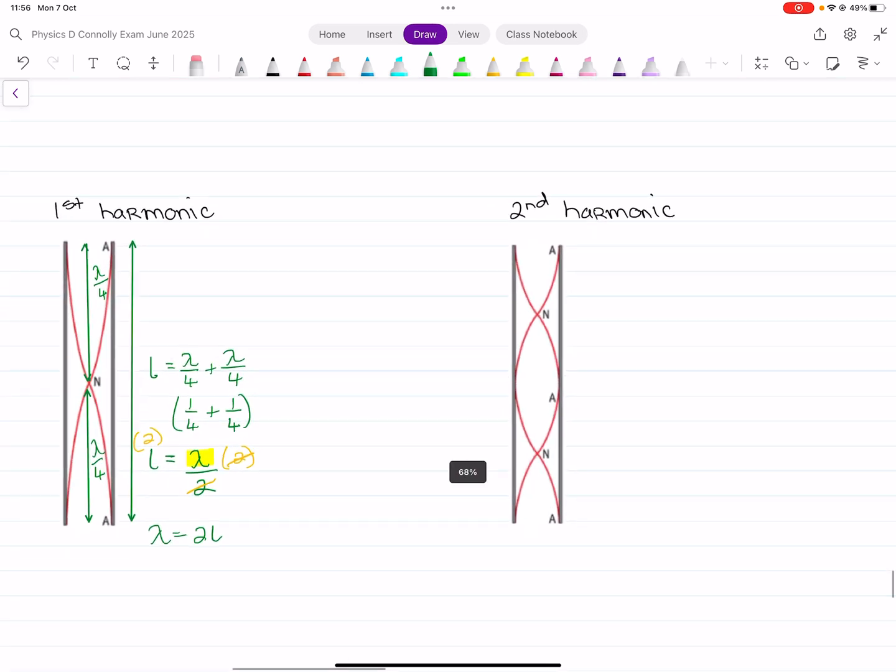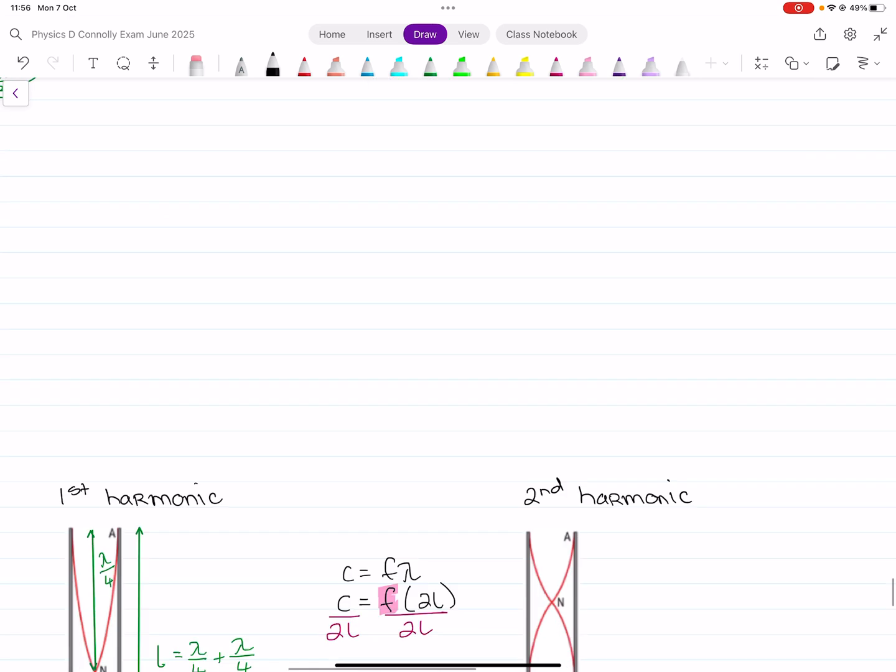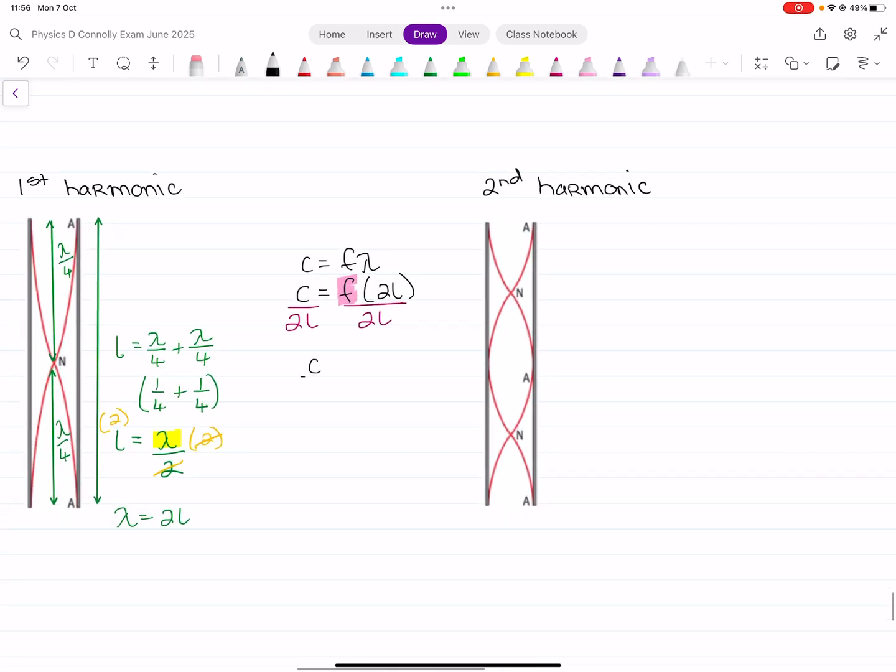Okay, and then we go C equals F lambda. C equals F times 2L, and then we isolate F. So we divide by 2L, divide by 2L. Did I change it into a fraction? I did, yeah. Okay. So that's C over 2L equals F, and I can write that as a half C over L. Yeah, there's an invisible 1 here. And that's my first harmonic, or my fundamental frequency.